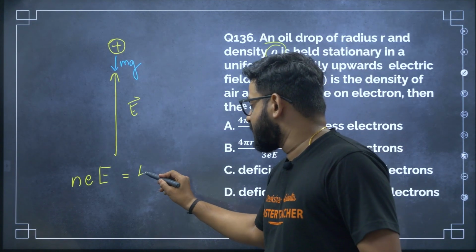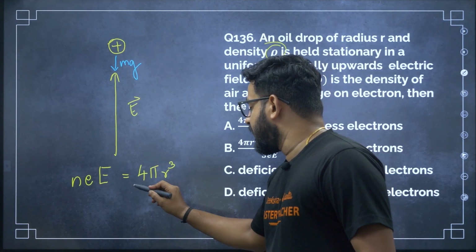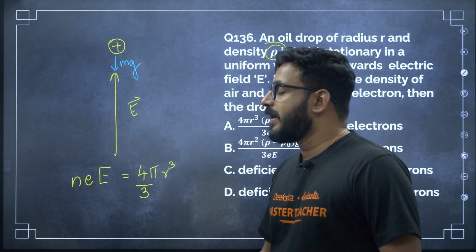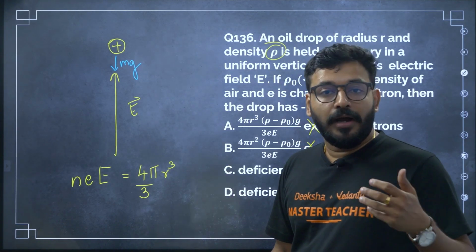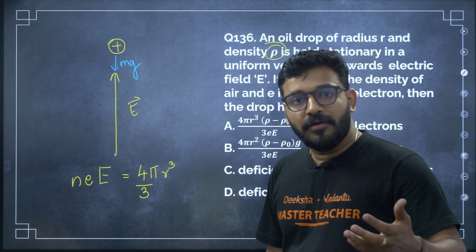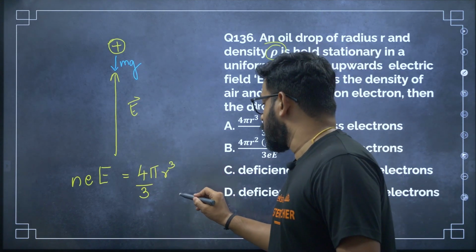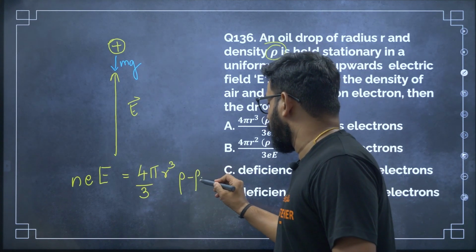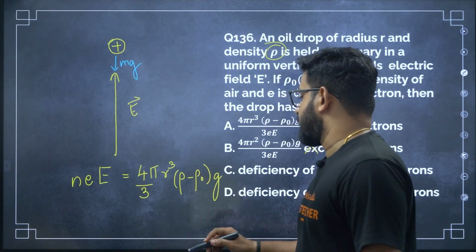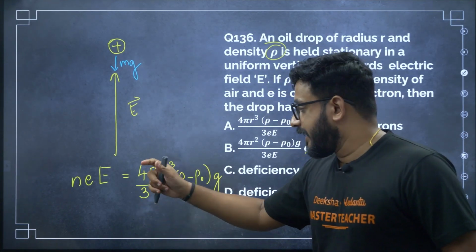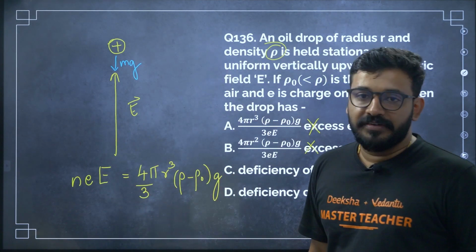So first of all, mass is volume into density, 4 by 3 pi r cube, of course volume, into density. Now density you can't assume just of the oil, you have to take the net density of oil and air, because there is air as well. So that is rho minus rho naught into G. Yes, so this is the equation. Electric force, Coulomb force, equated to the gravitational force.